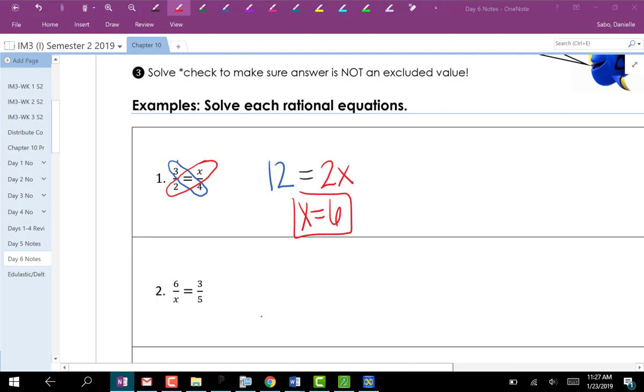Okay, yeah, we're going to do some a little bit harder ones. But go ahead and do number 2. See if you can do it. I feel like this is something you've done in the past. Go ahead and cross multiply. That's not right. Check and see how you did. Hopefully it was easy for you.